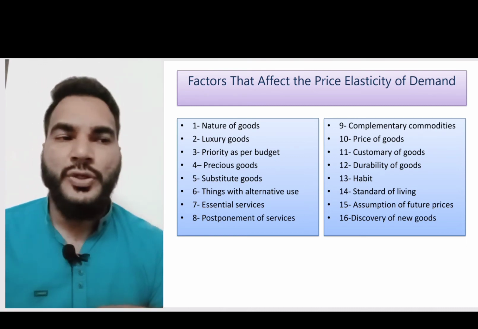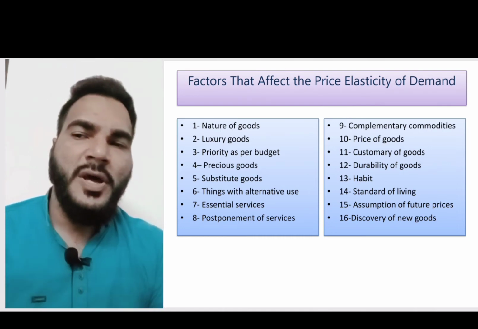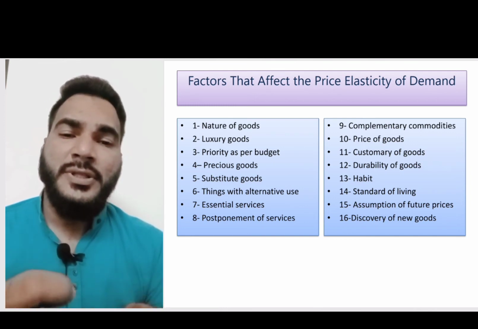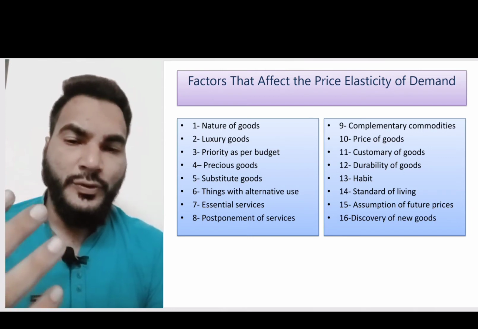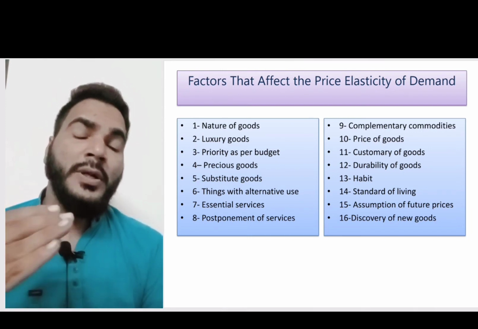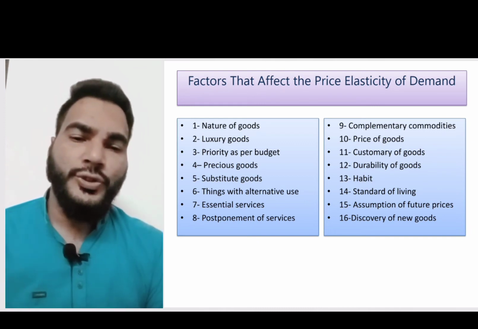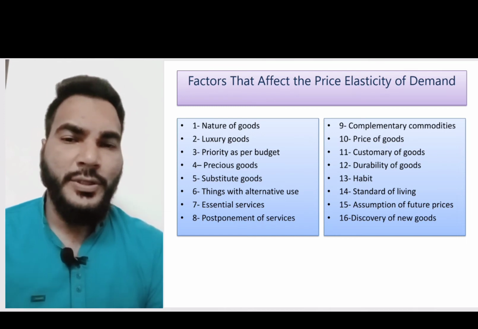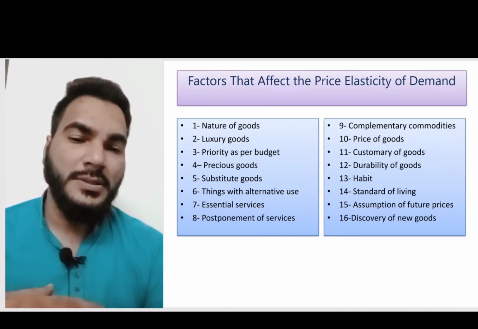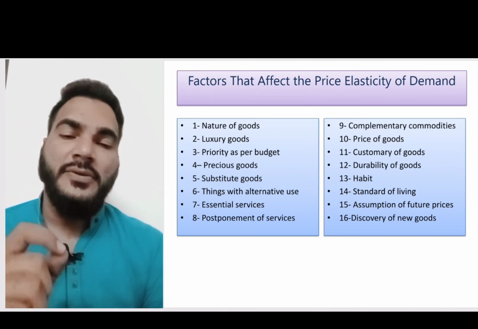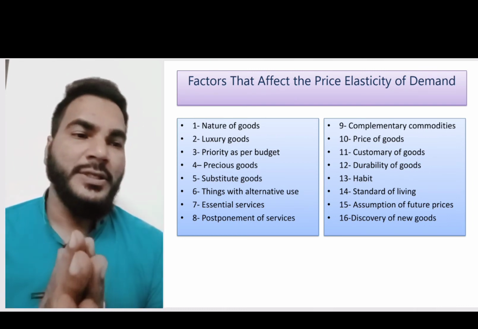Then assumption of future prices. That's very common. If you are engaged in the share market business, or the property business or the gold business, and you think the price will go up in the future, then what should have happened is that you should not buy gold, properties or shares. But that's a very different situation. We are still buying these things because we assume that in the future the prices of gold, property and shares will go up. So that's also a main important topic.